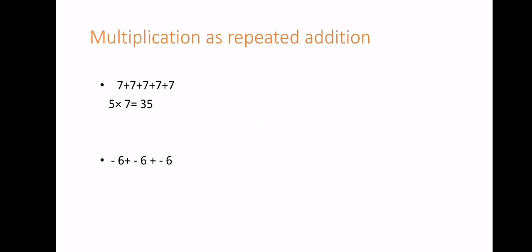Another example, if I have negative 6 plus negative 6 plus negative 6. Here, negative 6 is added 3 times. It means I can multiply negative 6 by 3. And I have one positive, one negative, so my answer will be negative. 3 times 6 will give me 18.